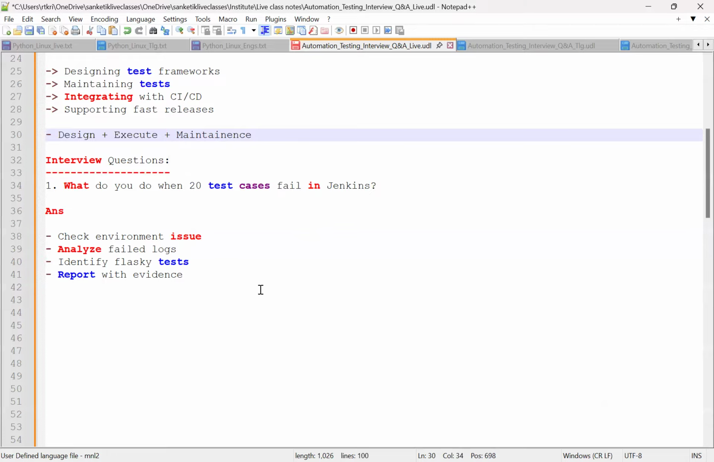So from today onwards, you need to think like an automation engineer, not like a tool operator, who just writes the code and executes it in some tool. Don't think like that. Think like an automation engineer. We need to at least be aware of all these phases, even if you don't do them in real time. Then only will we become automation engineers.